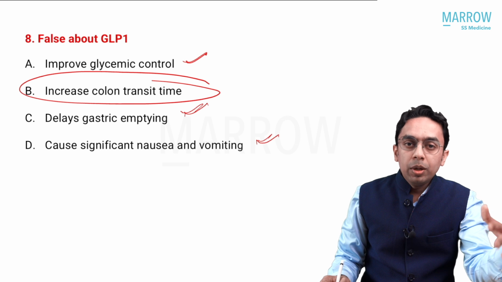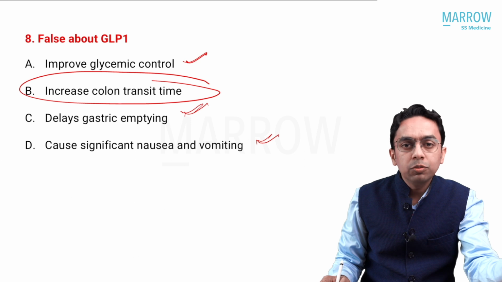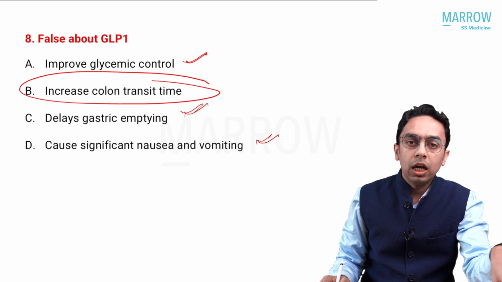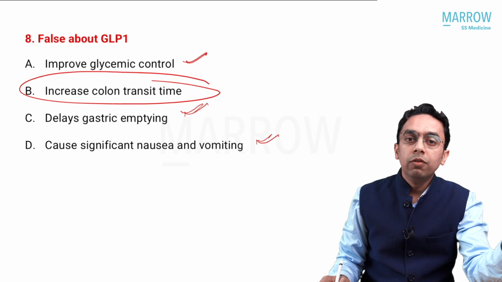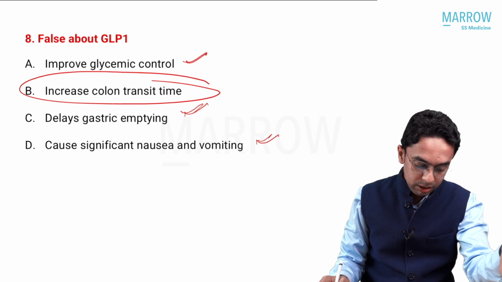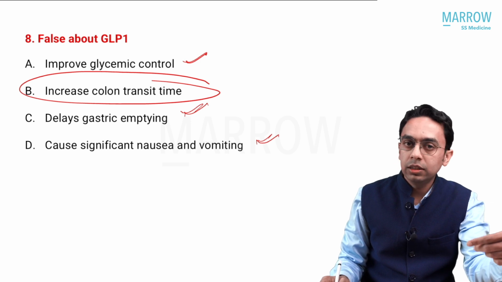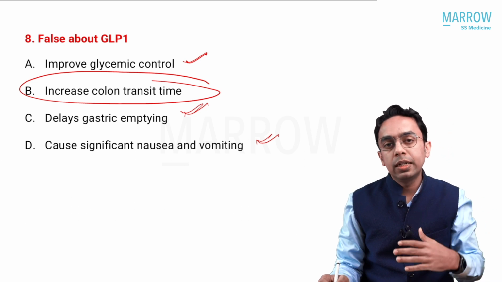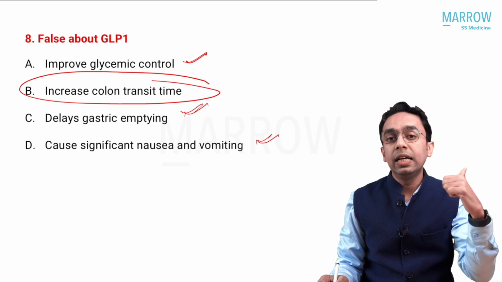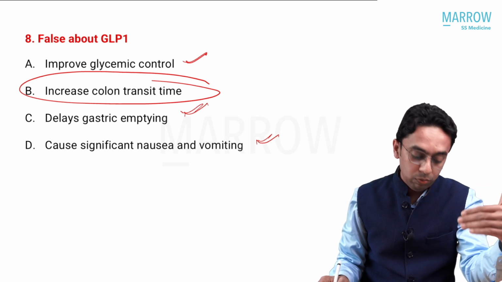There are a few papers I was going through. Actually, this is not directly written in Williams or your Harrison, but when I was searching for all the options, I could find a paper with a study on type 1 DM, which showed that colon transit is accelerated by this GLP-1 analog. That means there is a decrease in transit time, but otherwise most of the literature mentions that it delays gastric emptying and delays small intestine motility.